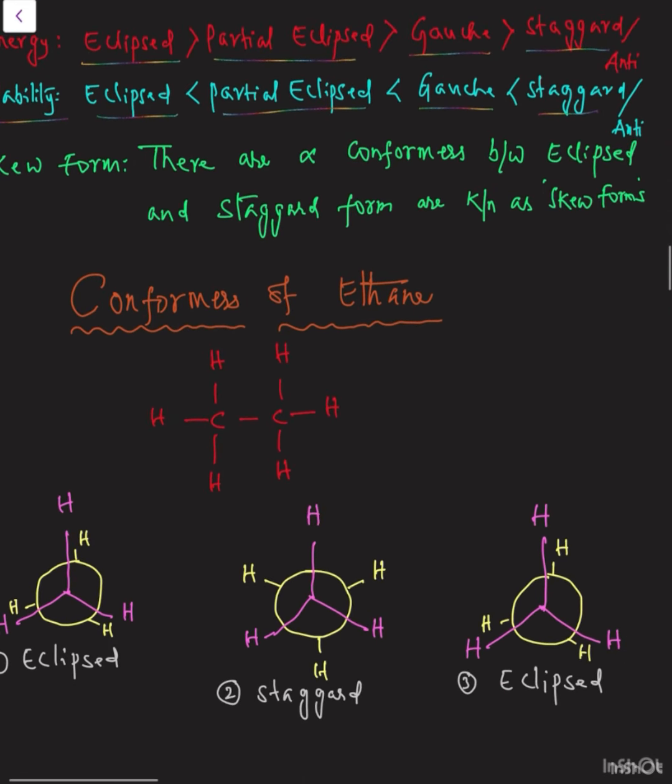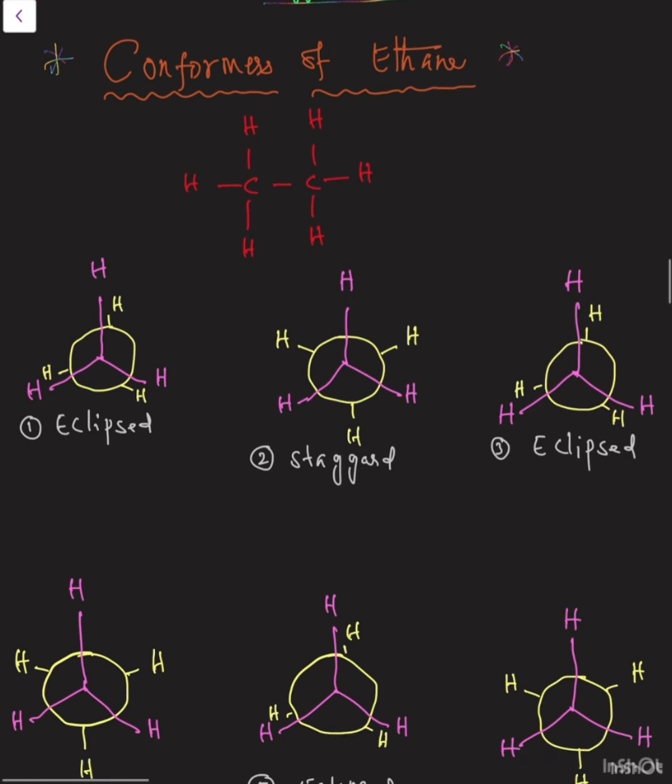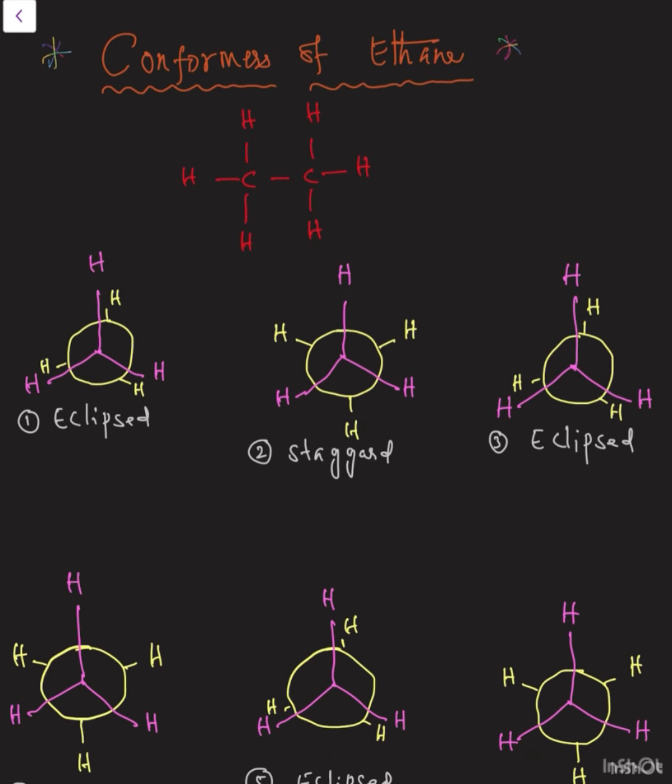What is meant by skew form? Skew forms are the infinite conformers between the eclipsed and staggered forms. They are known as skew forms. That means partially eclipsed, gauche, all these together are called skew conformers. Let us see conformers in the case of ethane, which is very important, because we have it in the syllabus. So let us see how to write these conformers.